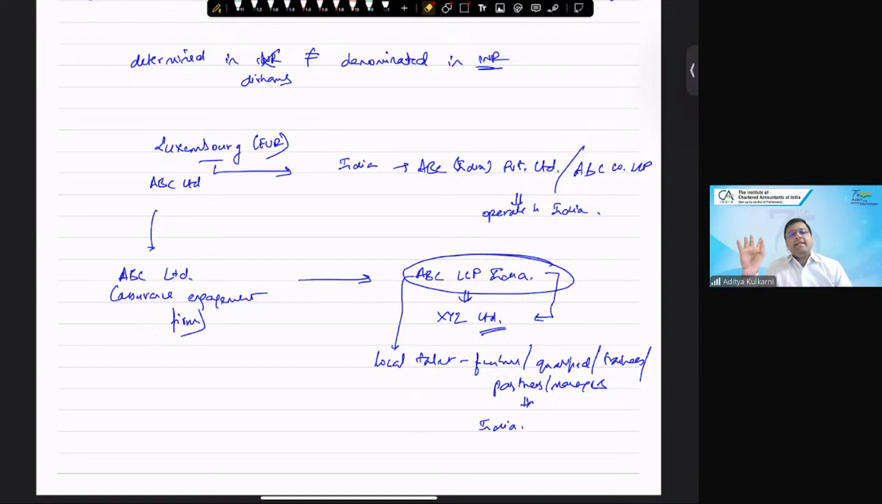I have an entity in India whose name is Flipkart. Yes, I have an entity in India whose name is Flipkart. Flipkart's parent is WS Retail, which is a Singapore-based entity. Flipkart does not have even one sale in Singapore. It does not have even one Singapore dollar sale in Singapore. But everything happens in India. What will be the functional currency of Flipkart? Rupees. Indian currency.